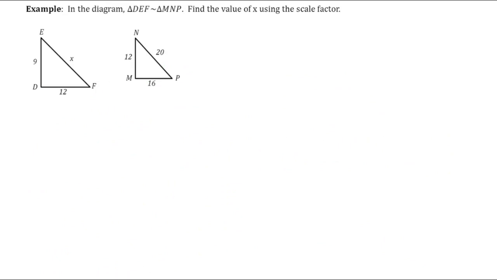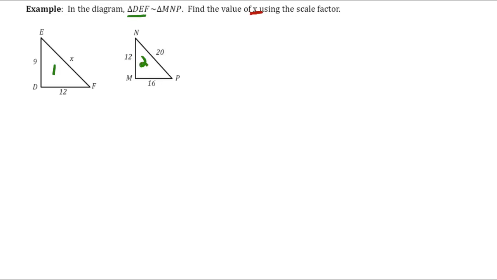All right, let's look at this example. In the diagram, these two triangles, triangle DEF and triangle MNP, are similar. So DEF is similar to MNP. And so I want to use the scale factor to find the value of x. So we're going to use the scale factor here. Okay, so let's look at from DEF, that's number 1. That's the one that's listed first. So I'm going from smaller to larger.